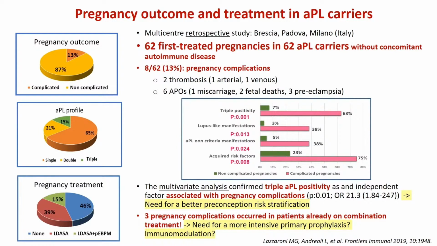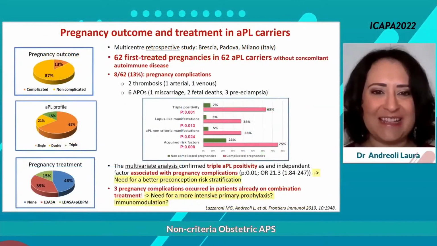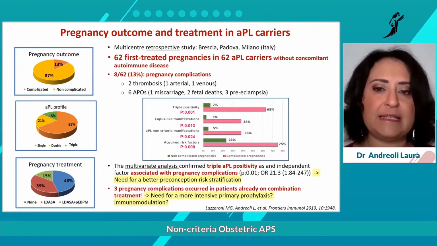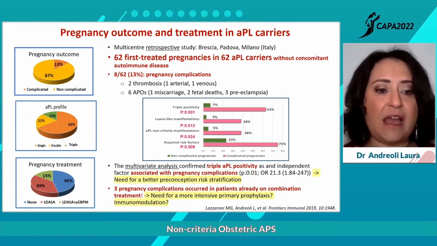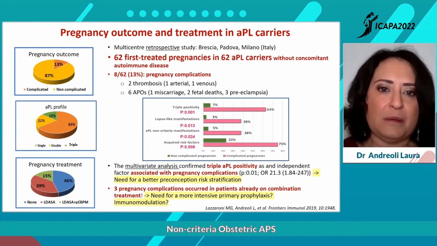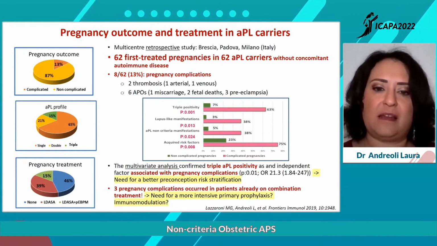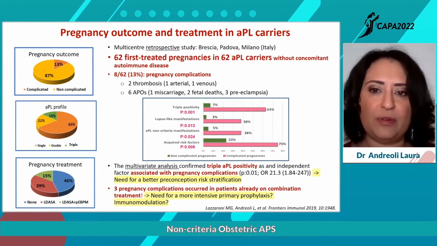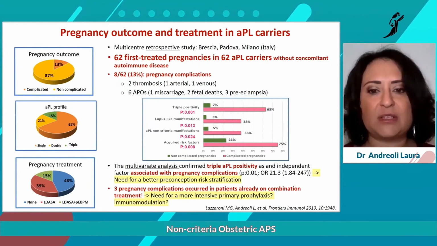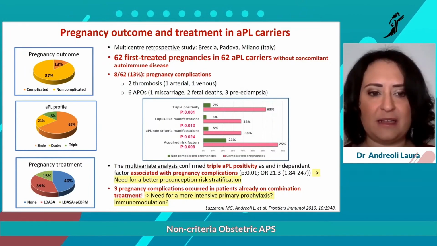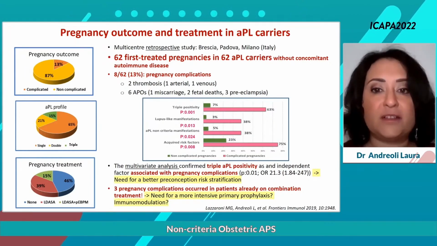So, an APL profile that we can define as high risk for both vascular and obstetric complications. And these pregnancies were treated very differently. Actually, nearly half of them were not even treated. But then, by making a multivariate analysis, we were able to show that triple positivity was independently associated with pregnancy complications. So it looks like these pregnancies were probably undertreated.